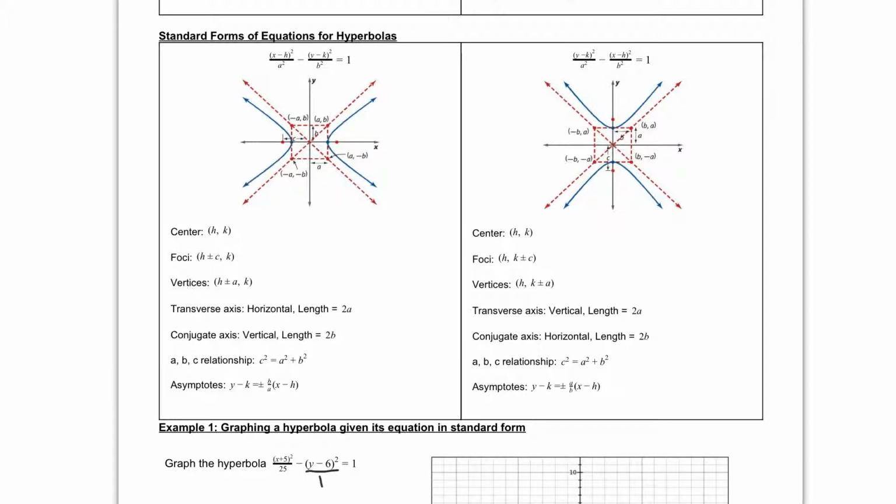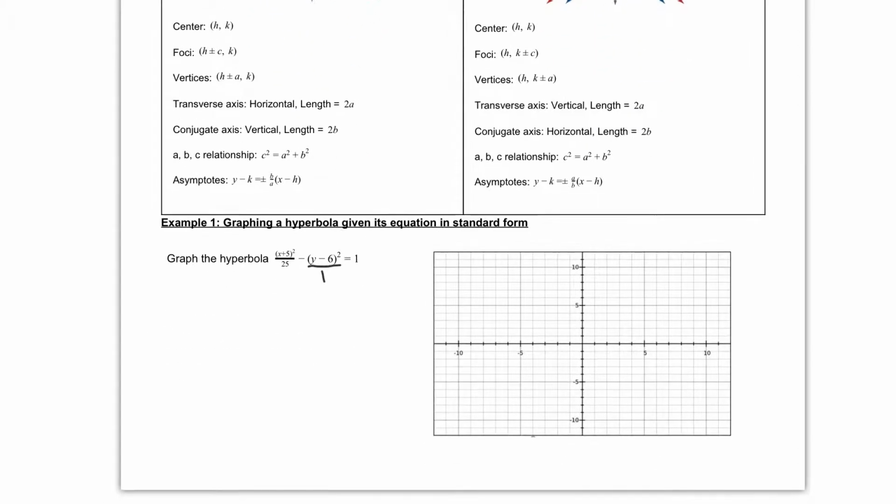So if we come down to our problem, we have the x first, which means we are in the first table. So our x comes first and our y comes second. So our h is coming from within the x, and our k is coming from within the y. So we can say that our center is negative 5, 6. The next thing that we need to find is our transverse and our conjugate axes.